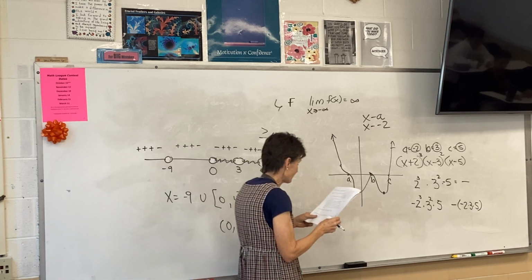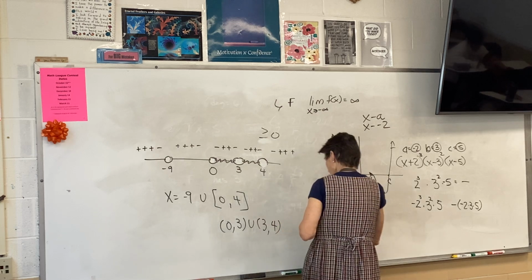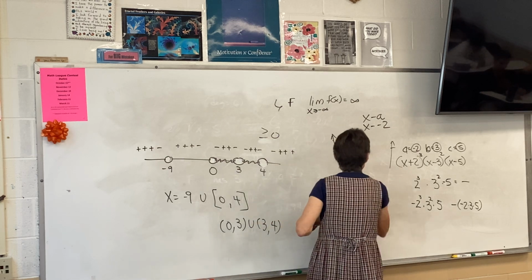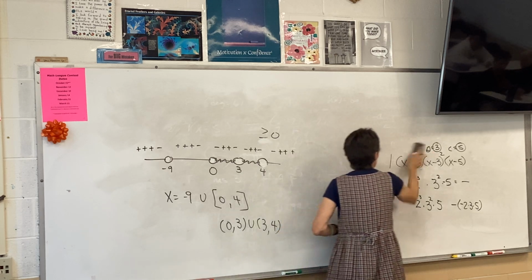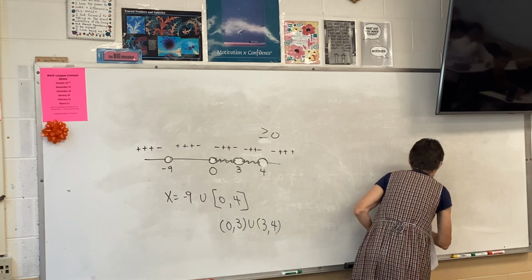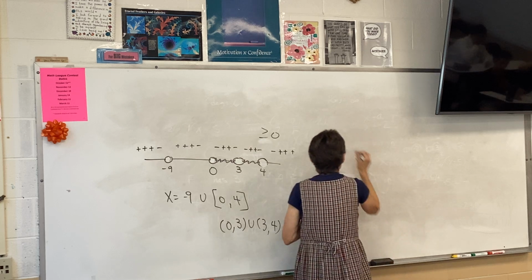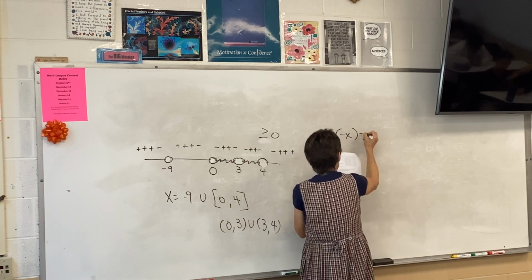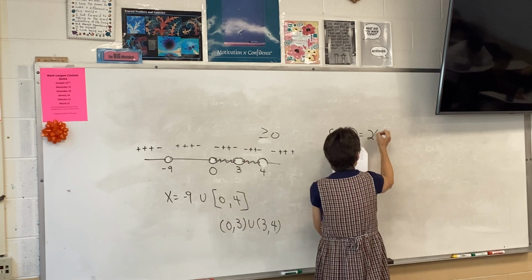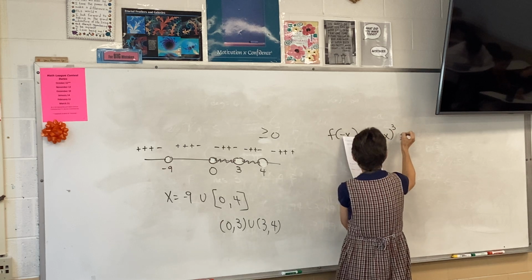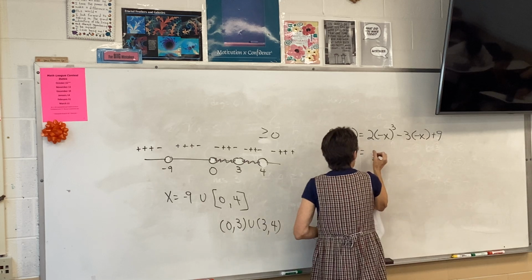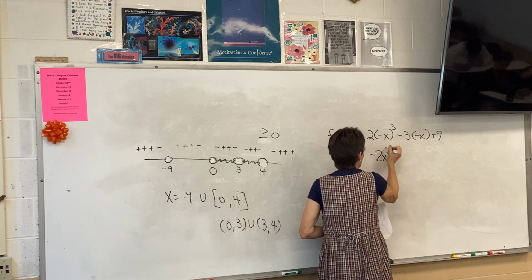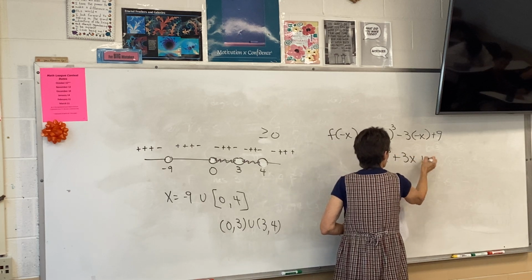Alright, so determine if this guy is even, odd, or neither. How do we decide if something is even, odd, or neither? Plug in negative x. What would negative x be? 2 times negative x cubed minus 3 times negative x plus 9? Negative 2x cubed plus 3x plus 9?